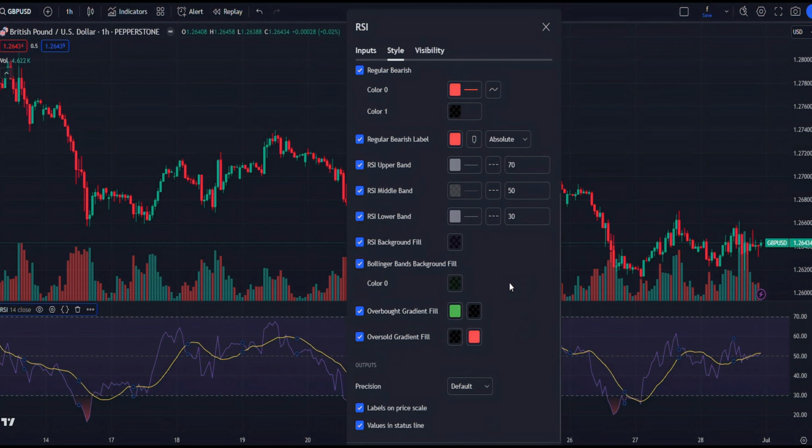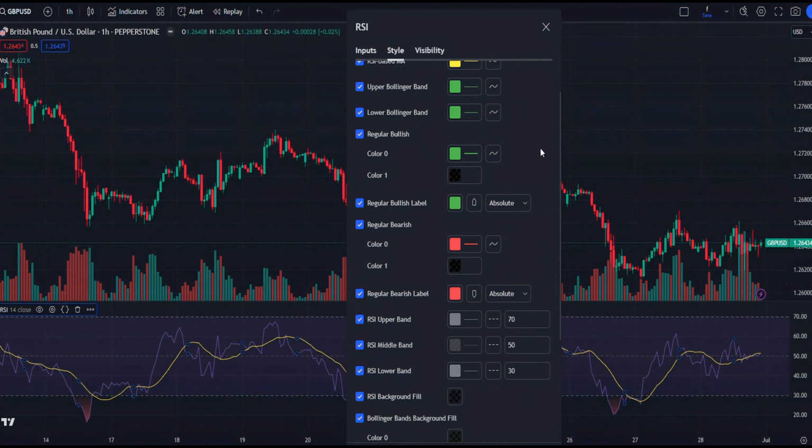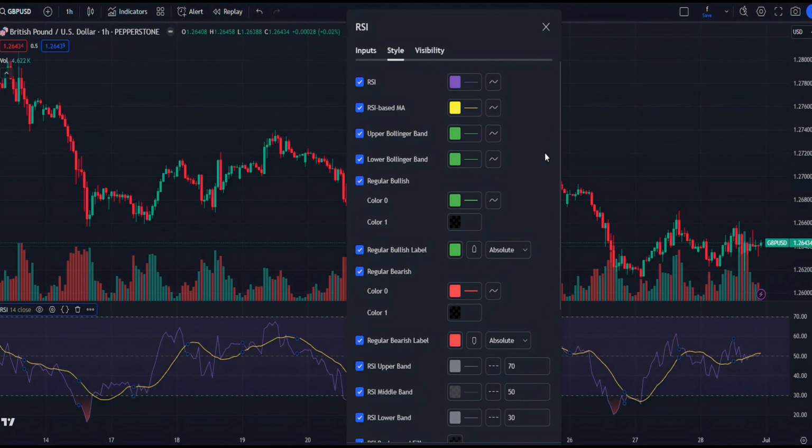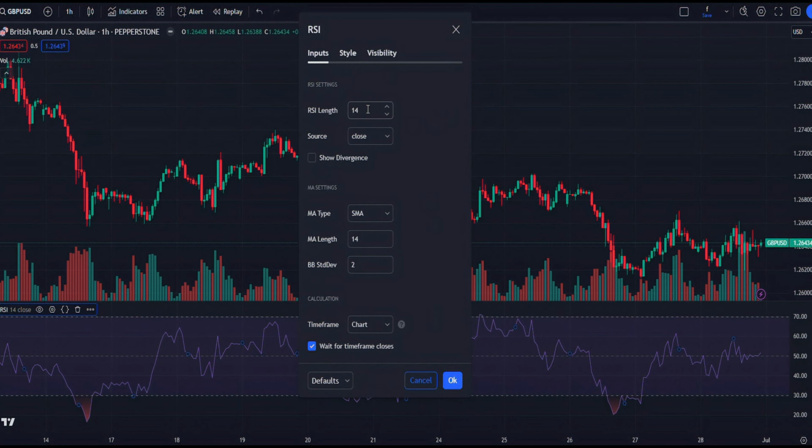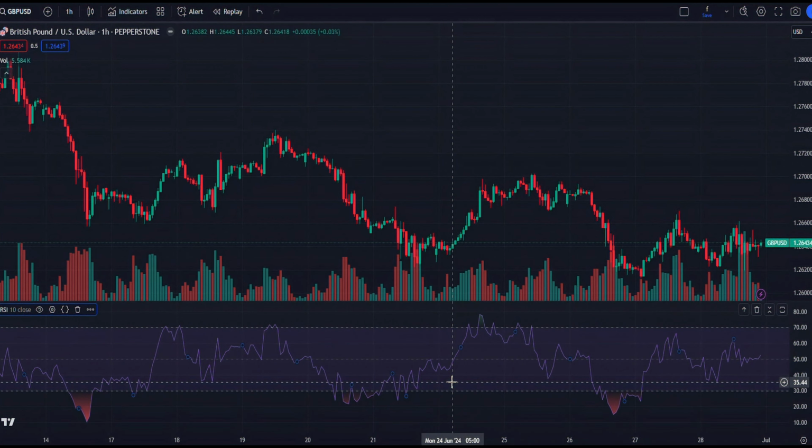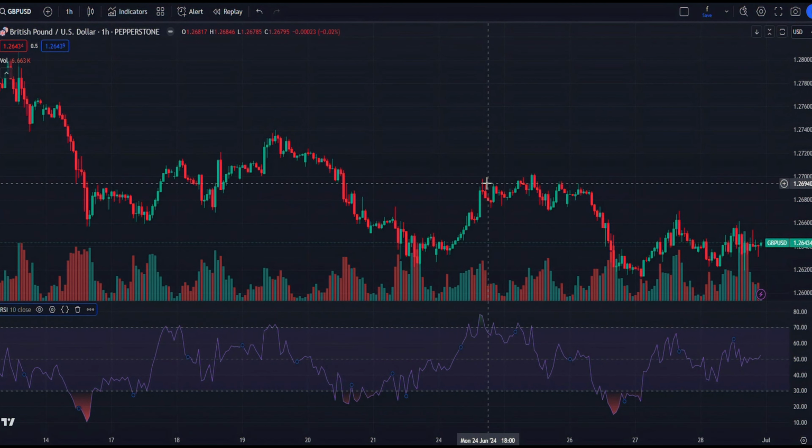What can make the trading signals better? And here I put 10. You can see on GBP/USD the RSI indicator is now more secure.